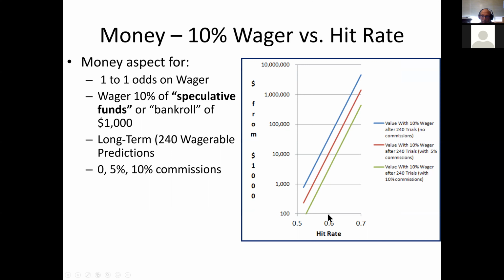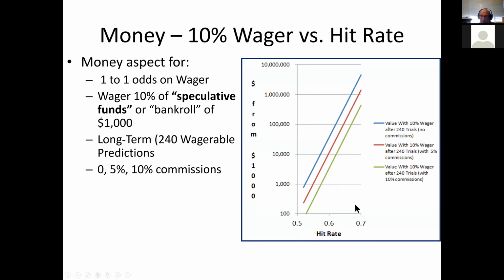Let's look at 60%. Wow, you're well over $10,000. You made 10 times, 20 times your money. But with 5% commission, you're still doing okay. Not going to complain. This is a log scale. That's probably, I don't know, $8,000. You're a happy camper. With 10%, you're still doing okay, but not as much as we'd like.